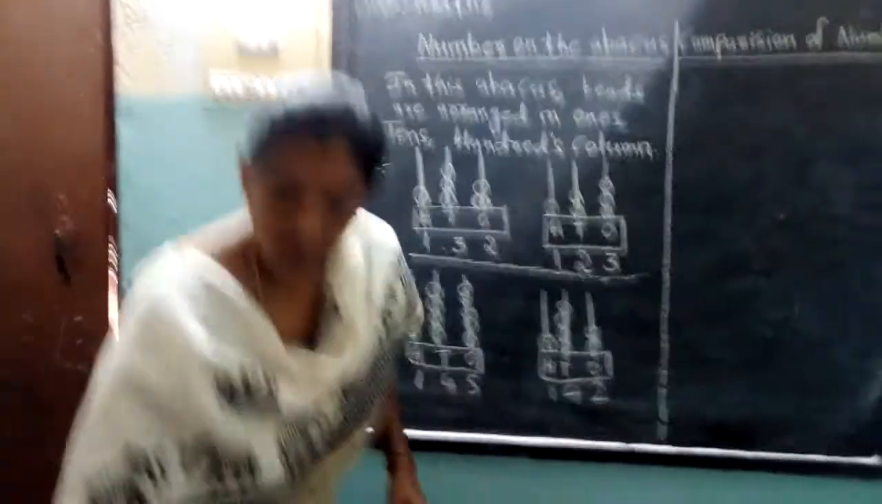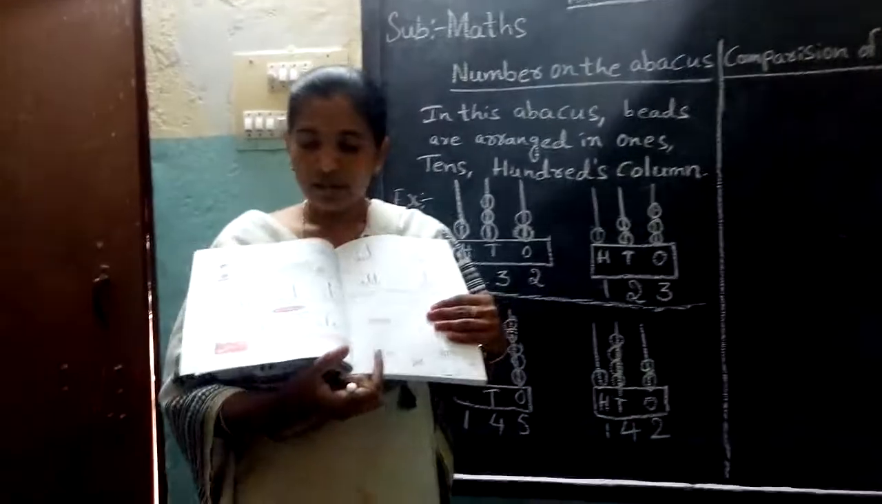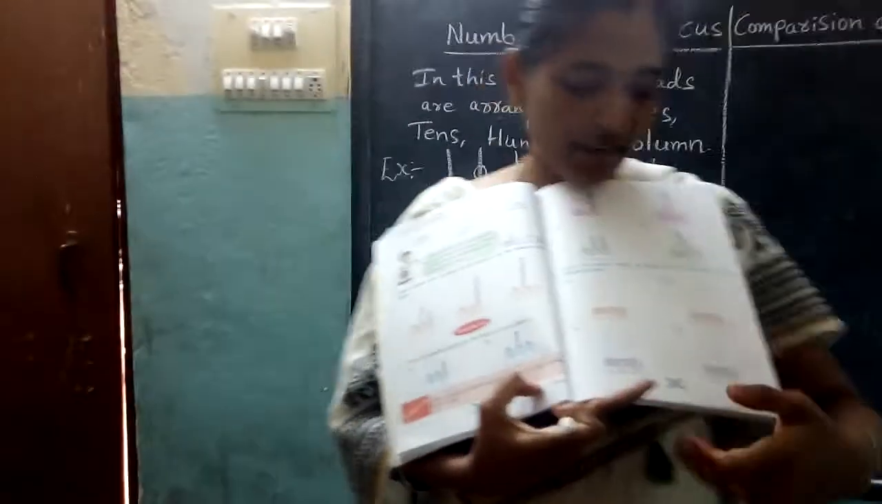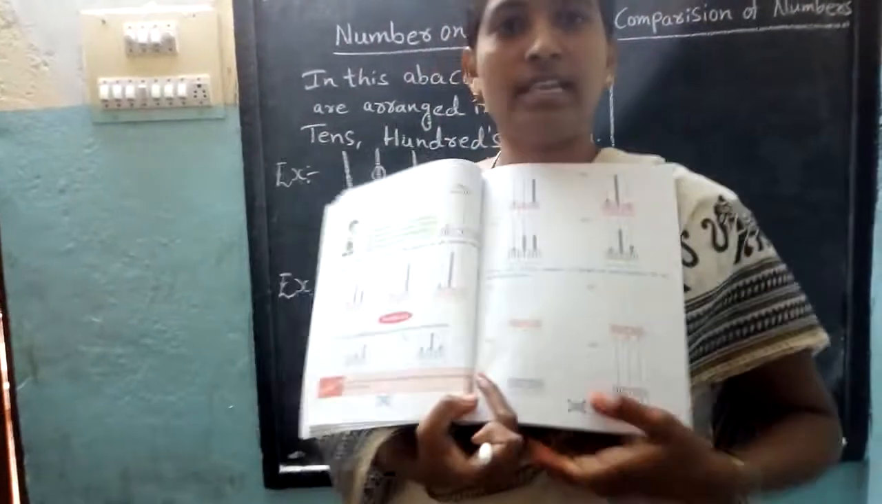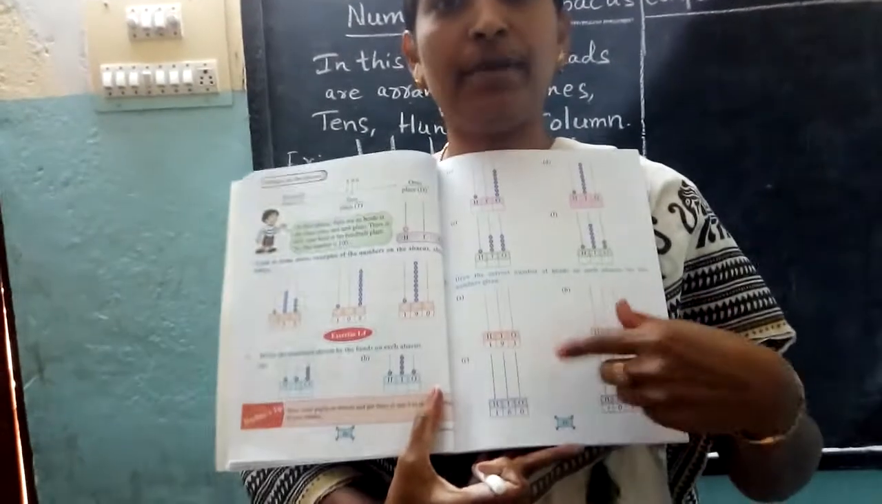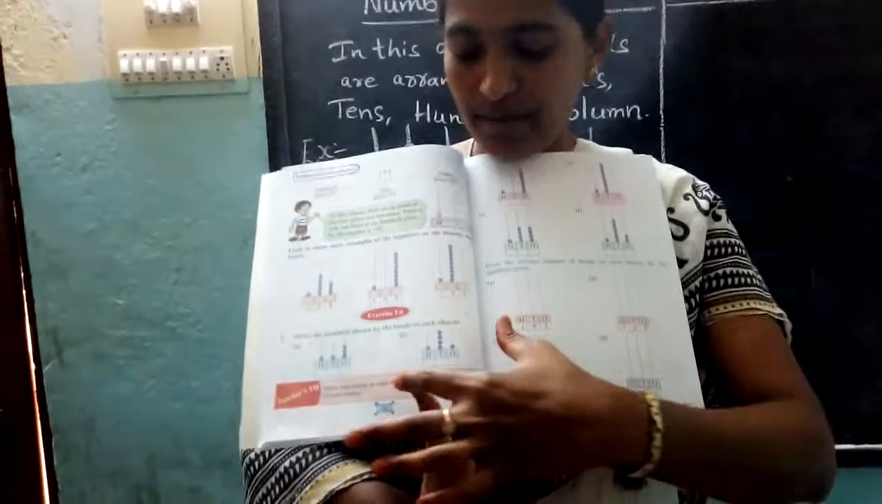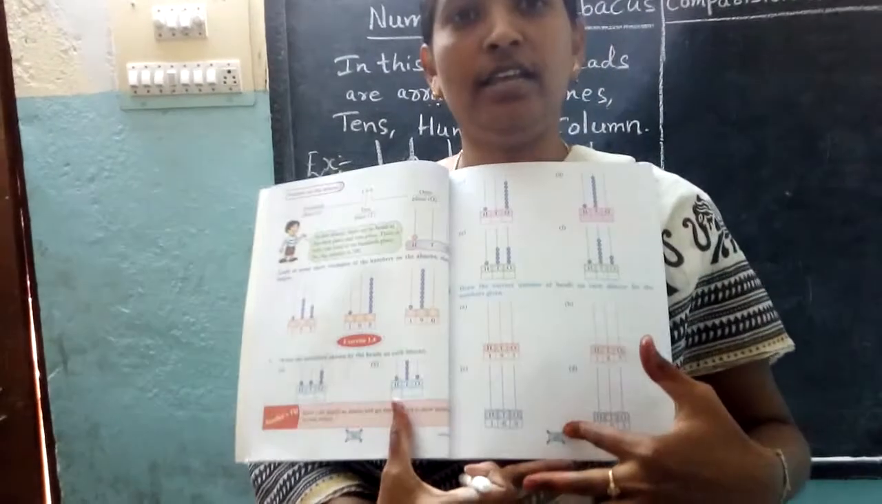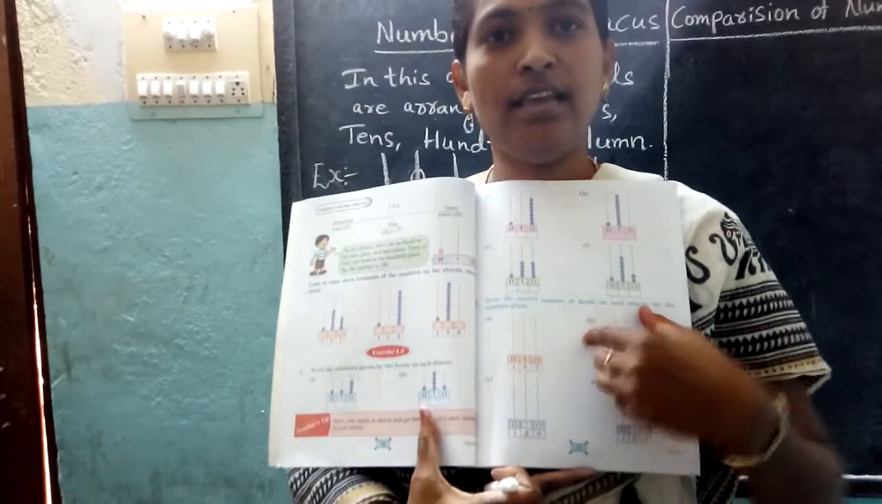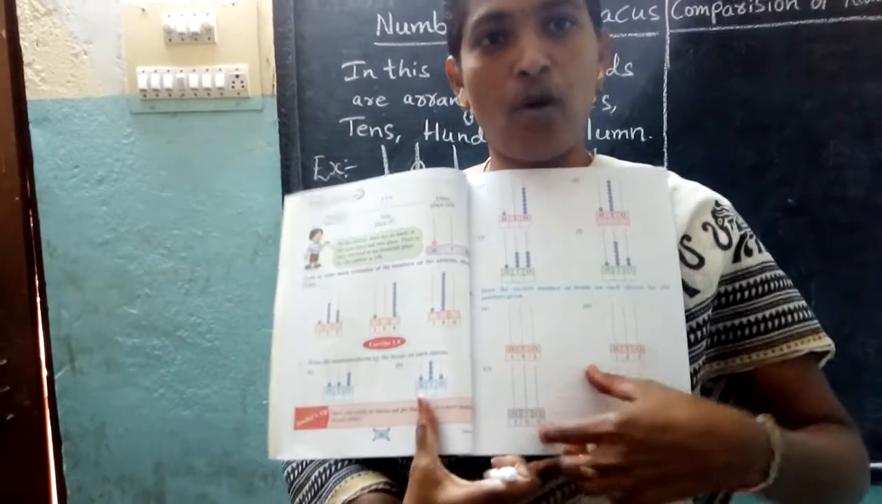In page numbers 16 and 17, exercises are there. You have to complete them. Count the beads and write in the box.